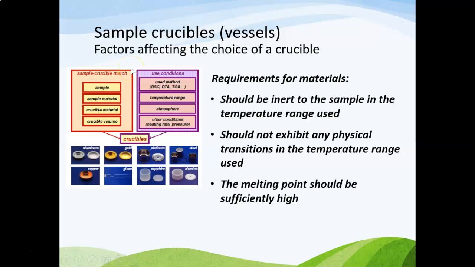Okay, this one is the sample crucible, which is the crucible that you need to place your sample inside. And this one is the cover. And for sample crucible match, we have the sample use condition for DSC, DTA, TGA: sample material, crucible material, crucible volume, use condition, and at different types of condition, atmosphere, temperature range, depends on the type of crucible you want to choose. Okay, and we have different types of crucible. We have aluminium, gold, platinum, steel, copper, glass, sapphire, and alumina.